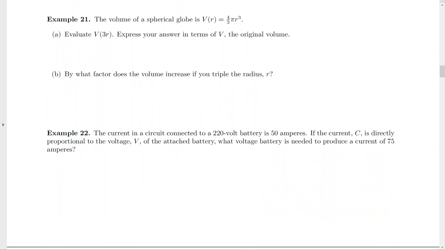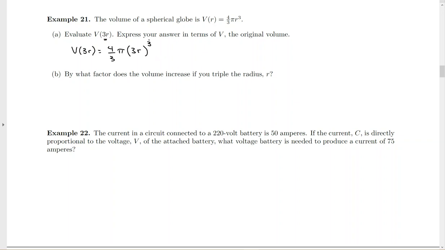We're starting out with the volume of a spherical globe is 4/3 pi r cubed. Instead of r, though, we're going to put in 3r. So we're tripling the radius. All right, we're going to see what happens to the volume. So v of 3r means take out the r on the right-hand side of the equation and replace it with 3r.